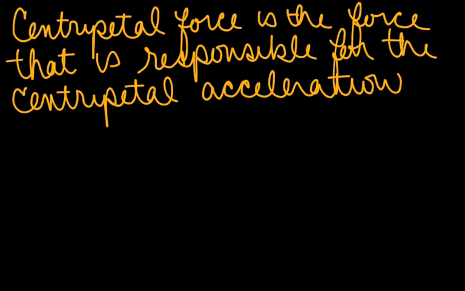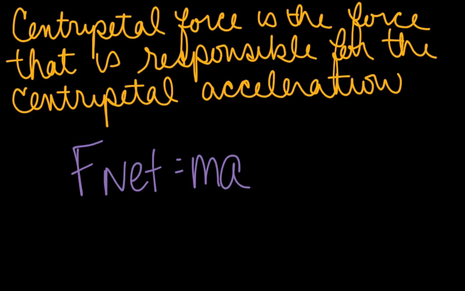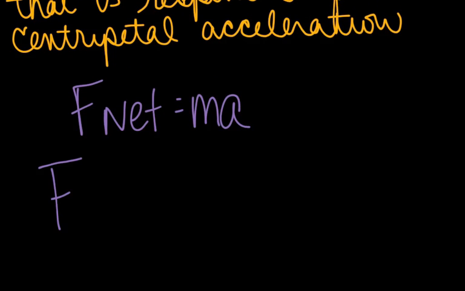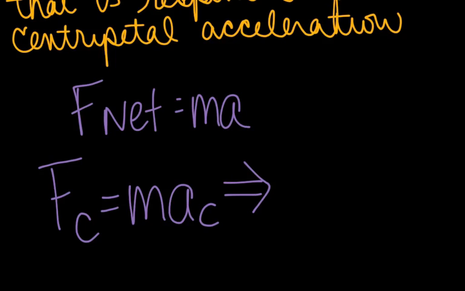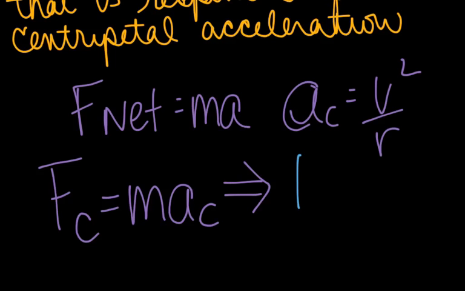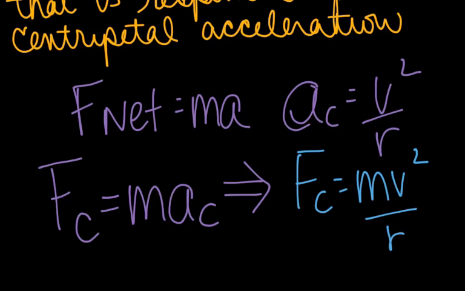Centripetal force is the force that is responsible for the centripetal acceleration. Since you know that F net equals ma, and you know that if there is an acceleration, there has to be a force associated with it. So our equation for centripetal force will be Fc equals m ac, and since we know ac equals v squared over r, we can say that Fc equals mv squared over r.